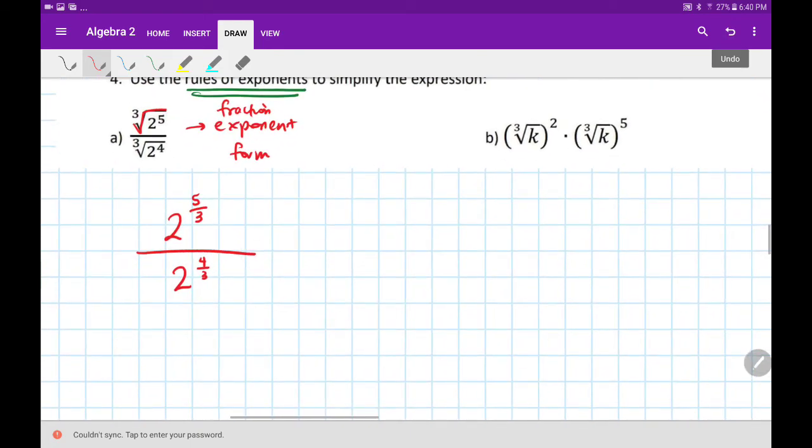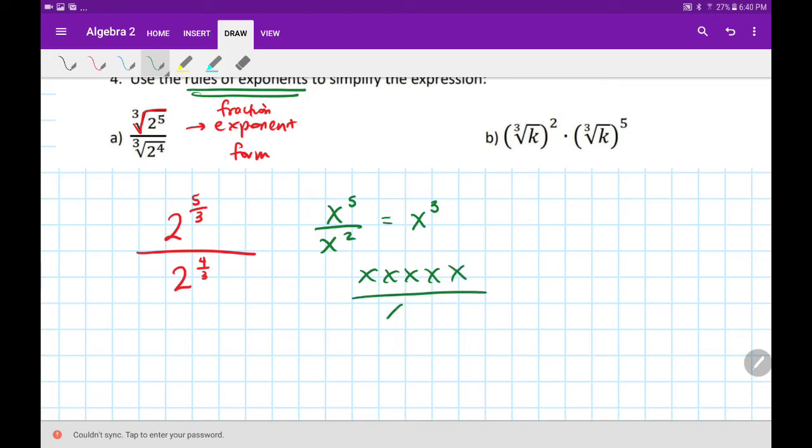Okay, now, see if you remember this rule from before. If I have x to the 5th power over x squared, you can really just subtract these. So 5 take away 2 is 3, and I'll be left with x to the 3rd in the numerator. This would be the visual idea. If I have 5 x's on top and I'm dividing by 2 x's on the bottom, after canceling, I'm left over with just 3 on the top.